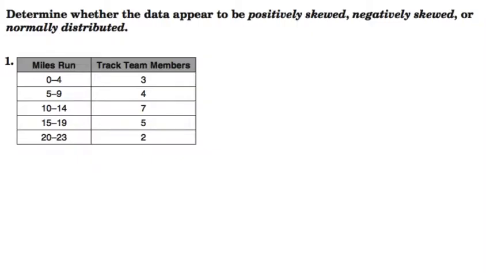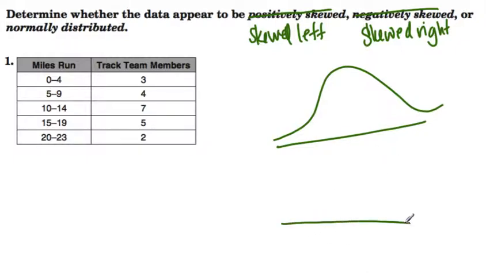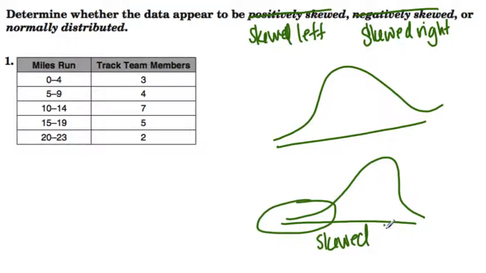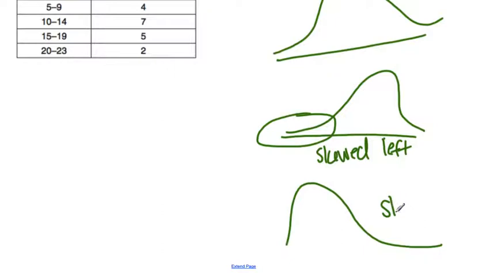Okay. The next worksheet says determine whether the data is positively skewed, negatively skewed, or normally distributed. So I want you to cross these out, and we're going to just call this skewed left, skewed right. So a bell curve that's like this is normally distributed. There's two other kinds. The other one is skewed like this, so all the data is pushed towards the right. But this one is called skewed left because of the tail. If you have data that looks like this, that's skewed right because of the tail.